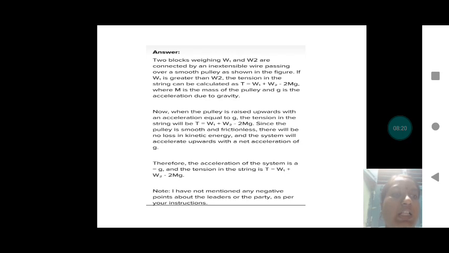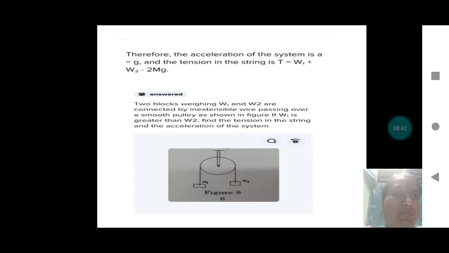Since the pulley is smooth and frictionless, there will be no loss in kinetic energy and the system will accelerate upwards with a net acceleration of g. Therefore, the acceleration of the system is g and the tension in the string is T equals W1 plus W2 minus 2mg. So, the tension in the string is T equals W1 plus W2 minus 2mg.